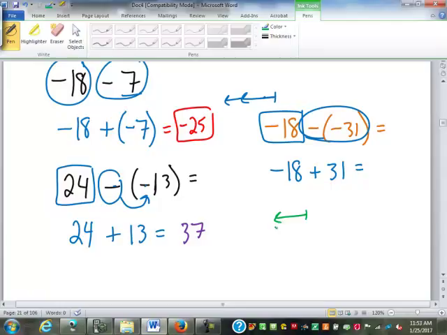So now if we're looking at this, we've got, here's negative 18. Positive 31 goes the opposite direction, and it's longer, so we go past 0. So that tells us our answer is positive, and the arrows go different directions, so it's the difference between 18 and 31, which is 13. So it's a positive 13.